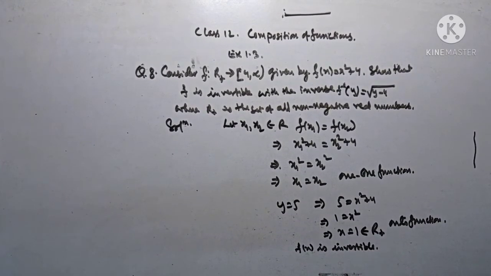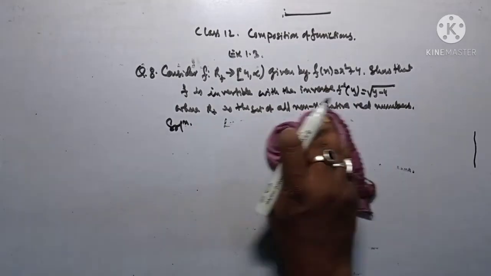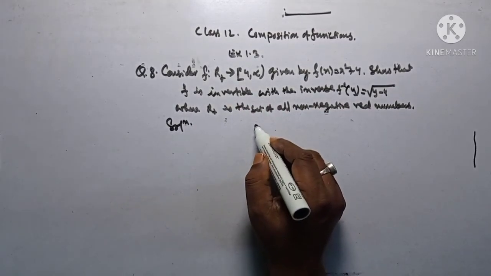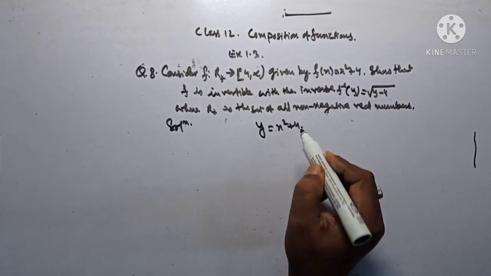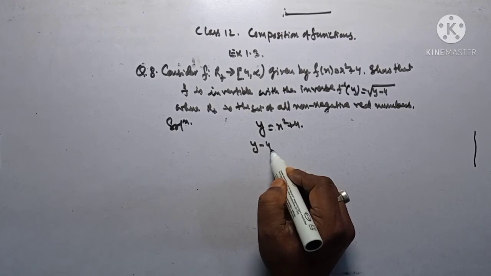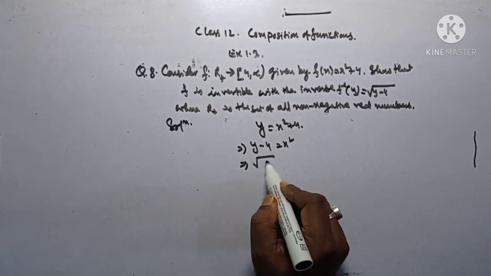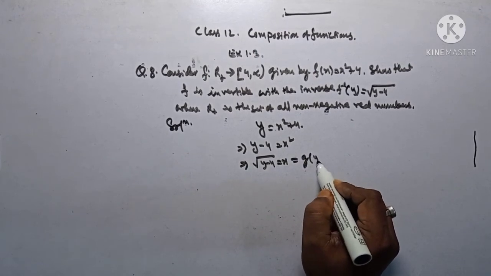Now there is another way you can prove that it is invertible. Your f(x) means you can write y is equal to x square plus 4. So y minus 4 is equal to x square. So root of y minus 4 is equal to x, and this is your g(y).